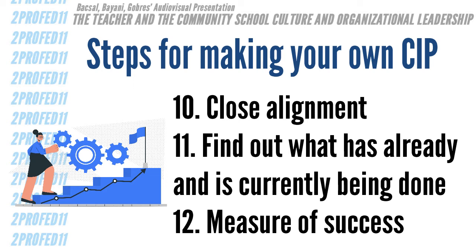11. Find out what has already and is already being done toward the initiative. Build off what's already been started. No need to reinvent the wheel. Include justification of the goal or need. Number 12. Measure of success. What are the desired outcomes or milestones for the intervention?